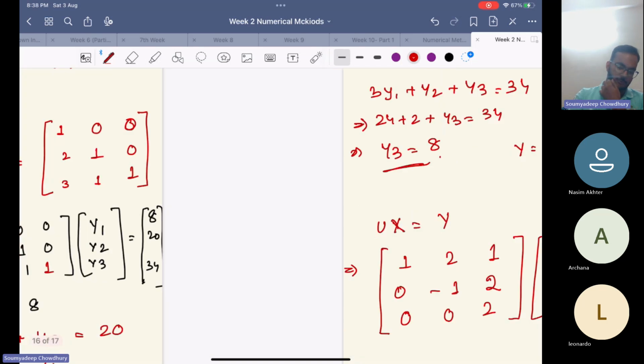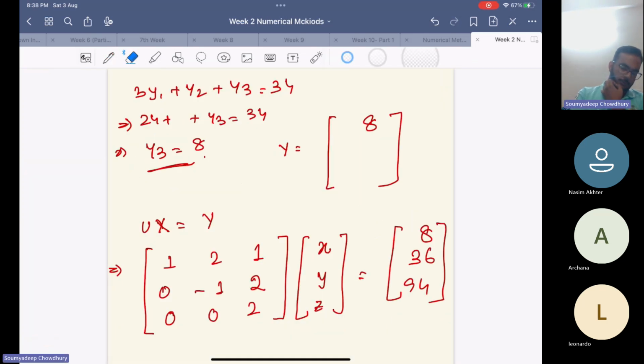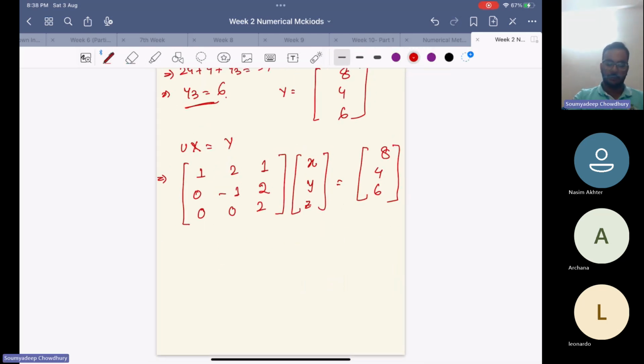y2 is 4, not 2. So it is 4. Oh, it is correct. y3 is 6. So y1, y2, y3 are 8, 4, and 6. So here when you substitute 8, 4, and 6, now you have Ux equal to y.